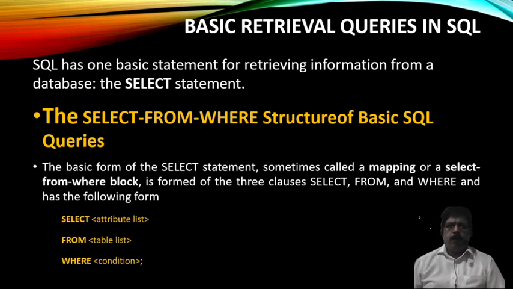Actually, the basic form of a select statement, sometimes called a mapping or select from where block, is formed by three clauses. One is select, second is from, and third is where. You can see the syntax here. After the select statement, there is an attribute list where we can specify the attributes we want to display. In case you want to display all the attributes in a relation or a table, you can use asterisk or star.